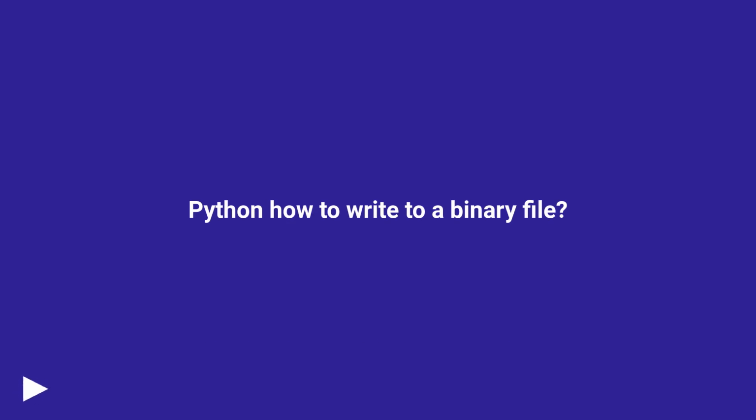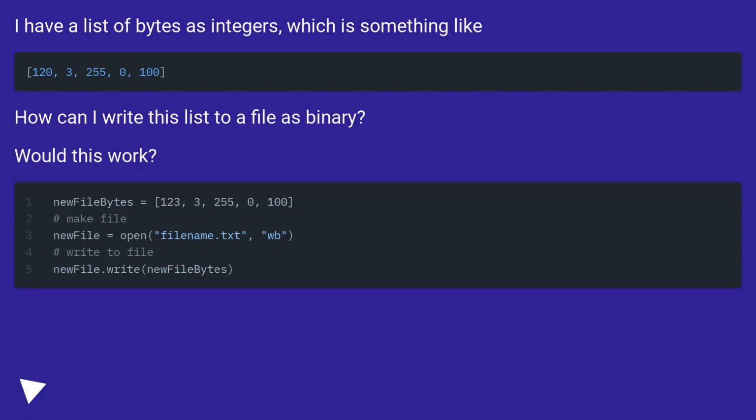Python: how to write to a binary file? I have a list of bytes as integers, which is something like this. How can I write this list to a file as binary? Would this work?